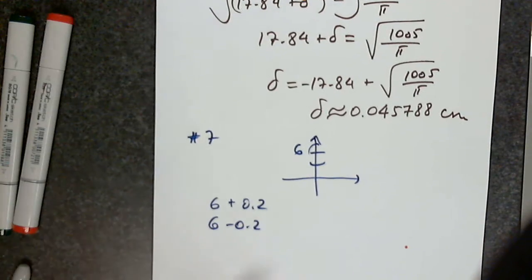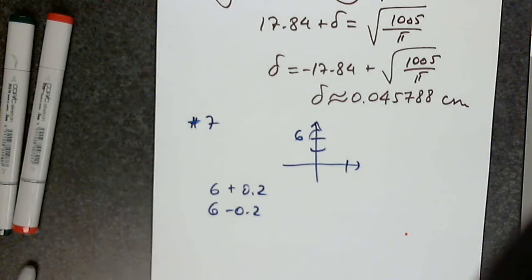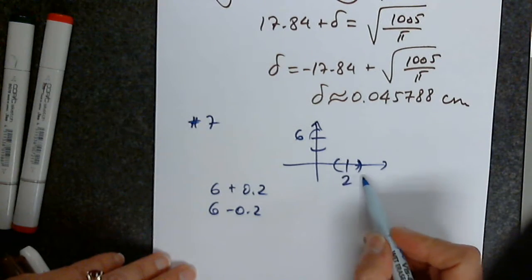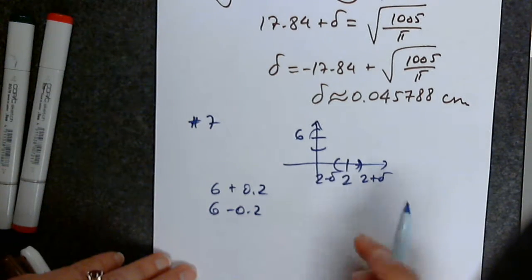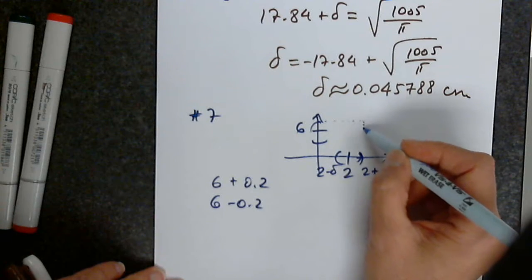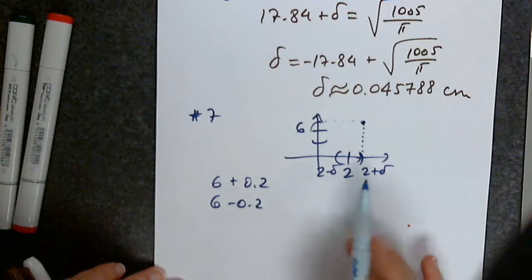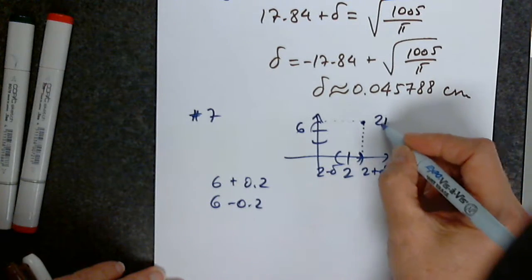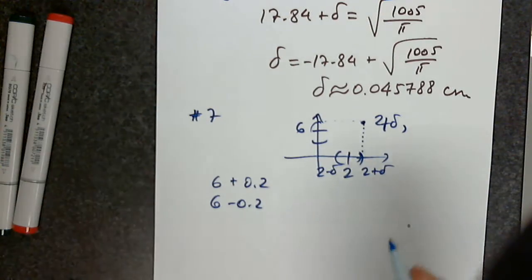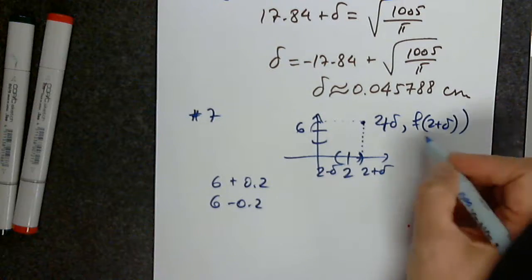And by finding delta, right? So delta is around 2. Was it 2? Yes, 2. So we want to find 2 plus delta and 2 minus delta. Okay? So this value, assuming that here's the function, this will be 2 plus delta, comma, f of 2 plus delta, and f is x squared. So f of 2 plus delta.